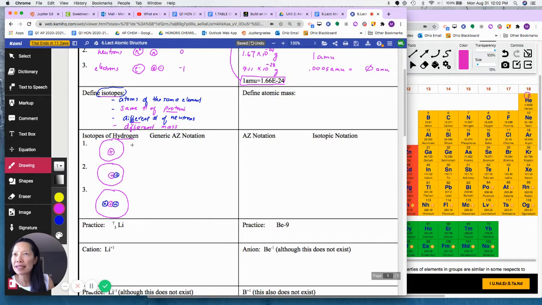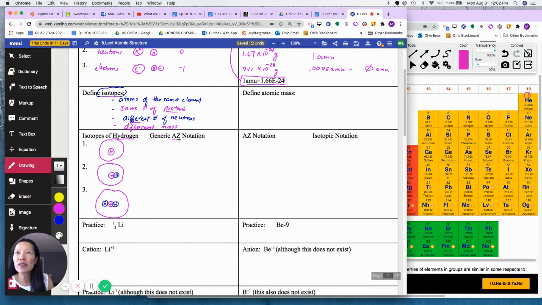They have different mass. The mass of this isotope is 1. The mass of this is 2 AMU. And the mass of this is 3 AMU. So you might wonder, well, how are we going to communicate to the public what isotope we are speaking of? So we have different notations.